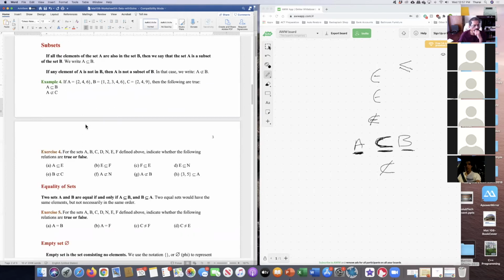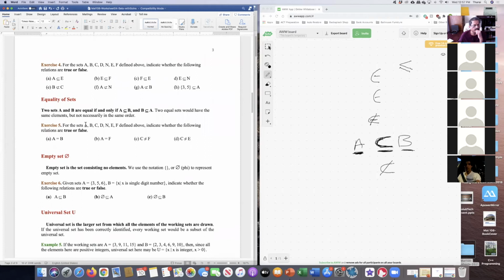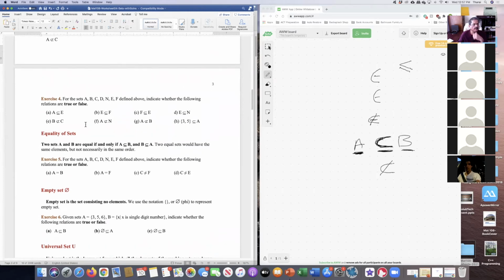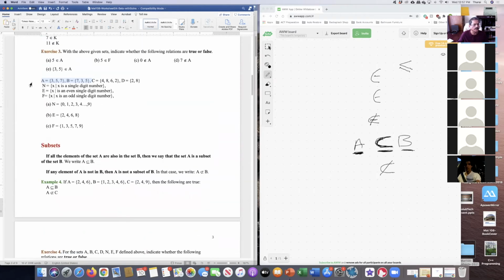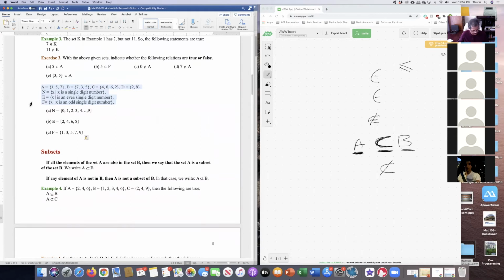All right. So here's some examples. Again, it's based on these sets. So I'm going to copy and paste them here.